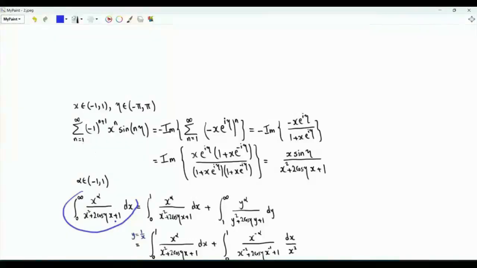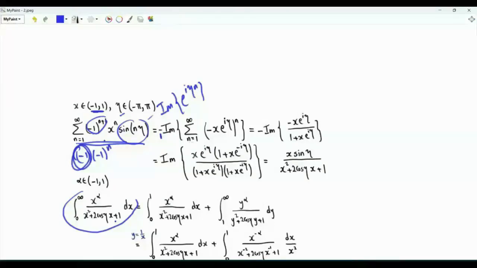To evaluate this integral, let's start with this sum, n from 1 to infinity, minus 1 to the n plus 1, x to the n sine n eta. X is a real number between minus 1 and 1, and eta is a real number between minus pi and pi. Sine n eta is the imaginary part of e to the I eta n. We can split this into minus 1 times minus 1 to the power n. The sum is equal to minus the imaginary part of the summation n from 1 to infinity minus x e to the I eta, all raised to the power n. Because x is strictly less than 1 in absolute value, the magnitude here is strictly less than 1. We have a convergent geometric series.